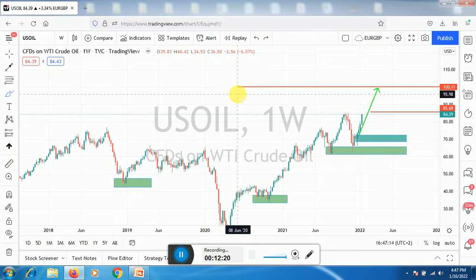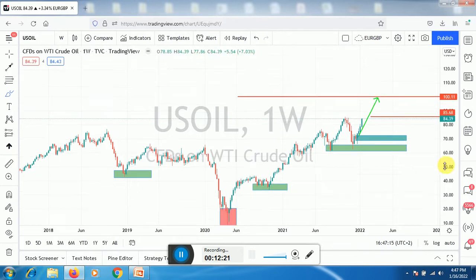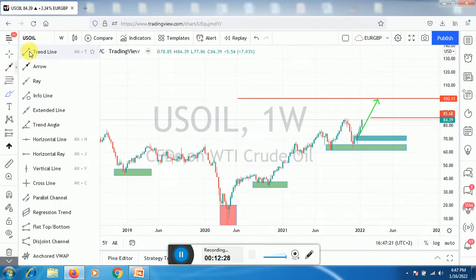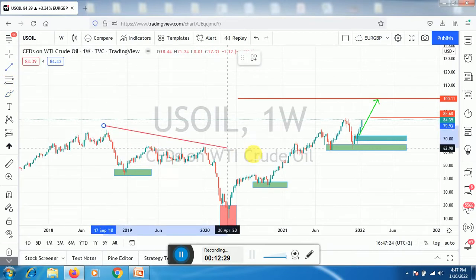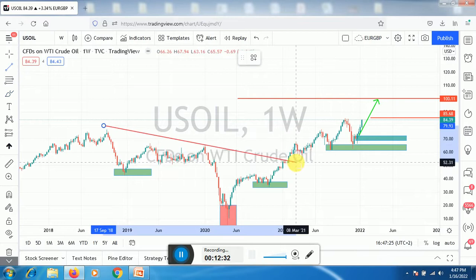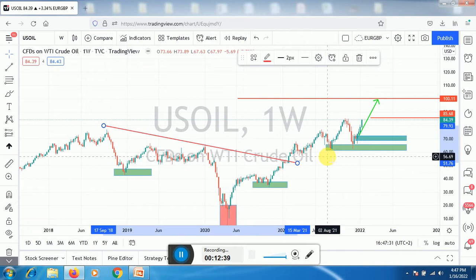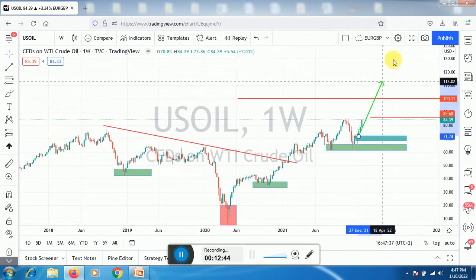Why? Because it's a continuation of this reverse head and shoulder that is right here. There was the reverse head and shoulder right here, and then it broke out, came back for a retest, and now it's a continuation of it. So even 108 still looks attractive right here.